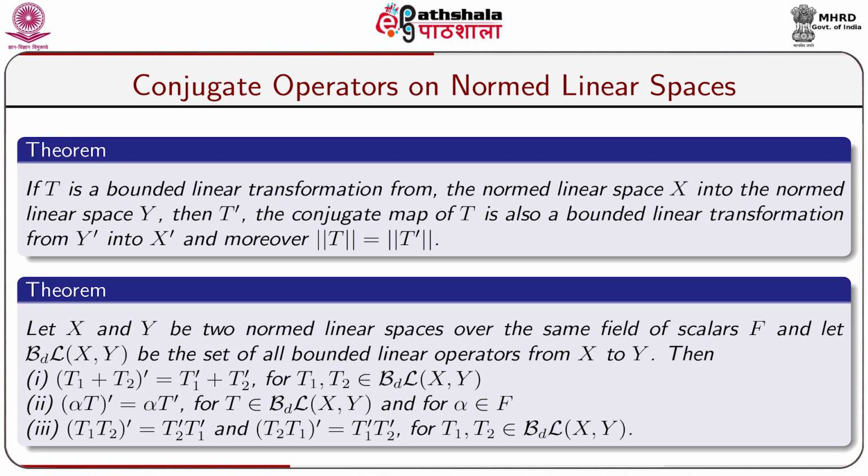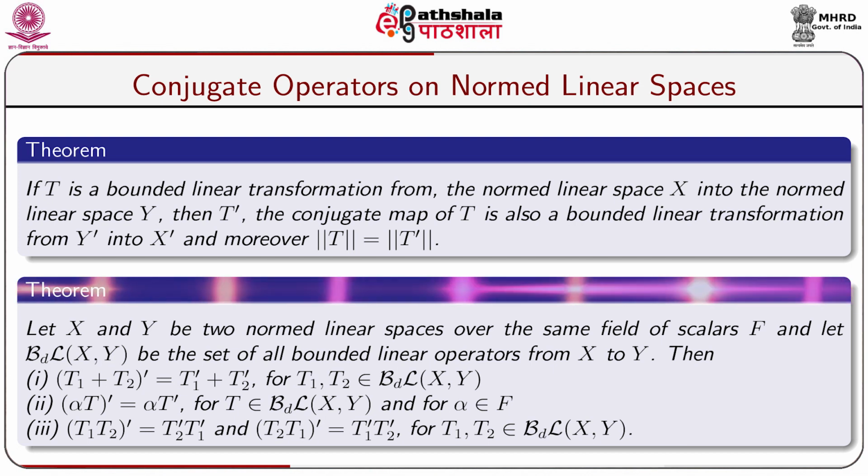Now, we shall deal with some algebras of conjugate operators over a norm linear space to a norm linear space. Let capital X and capital Y be two norm linear spaces over the same field of scalars capital F, and let BL(X,Y) be the collection of all bounded linear operators from capital X to capital Y. Then number 1, (T1 + T2)' equal to T1' + T2' for all T1, T2 belongs to BL(X,Y). Number 2, (alpha T)' equal to alpha T' for T belongs to BL(X,Y) and for alpha belongs to capital F.